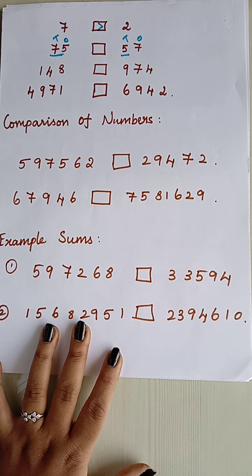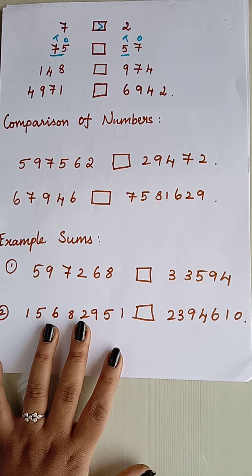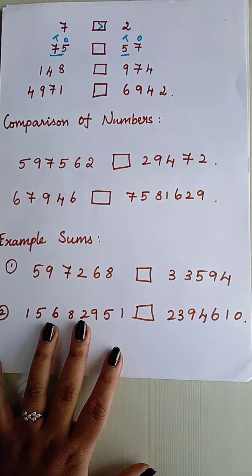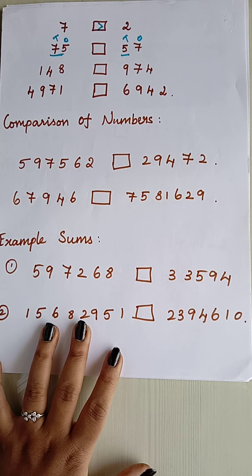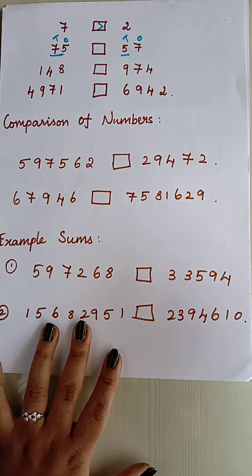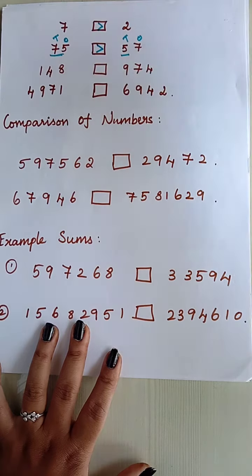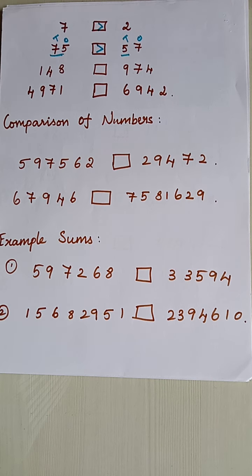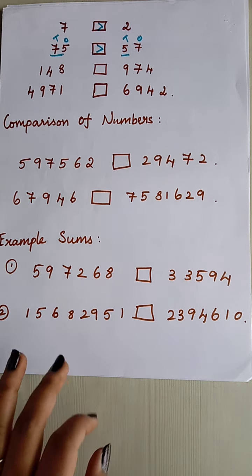After 5 only the 7 will come. So 7 is the greatest number. You can answer it clearly while seeing the first digit itself, with the help of place value. Clear? Okay, next we can go to the next example.